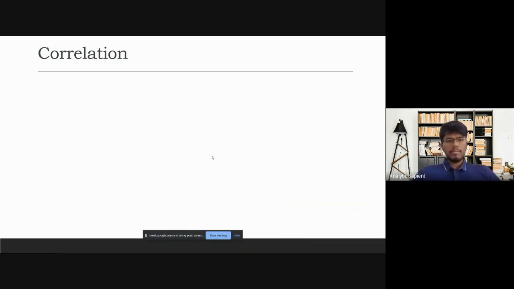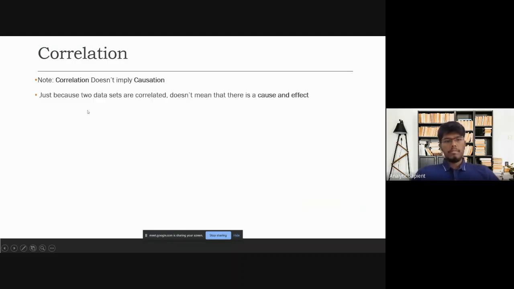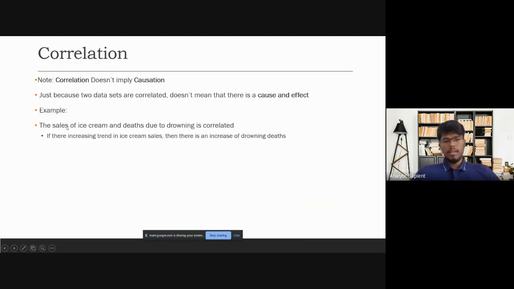Okay. Now we'll see one important thing: correlation does not imply causation. Both are two different things. It's not like one variable is actually causing the other variable. Let's take an example. Just because two data sets are correlated doesn't mean there's a cause and effect. See, this is a real example. Sales of ice cream and deaths due to drowning are correlated. So what is the meaning of this sentence? It means that as sales increase, the deaths by drowning also increase.